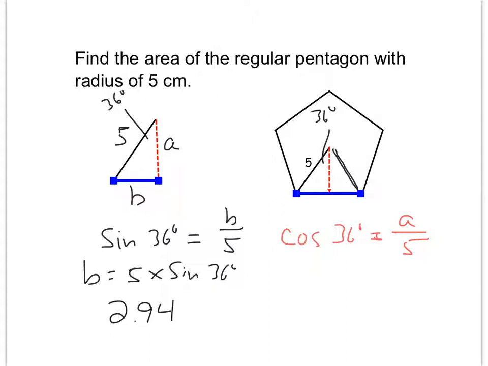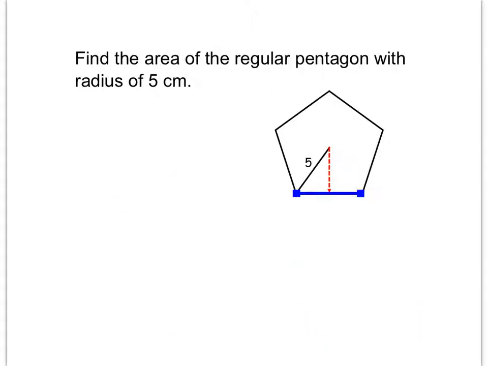And I'm going to find my cosine now. You should have taken A. A equals 5 times cosine of 36 degrees. And you found that A was 4.05-ish.